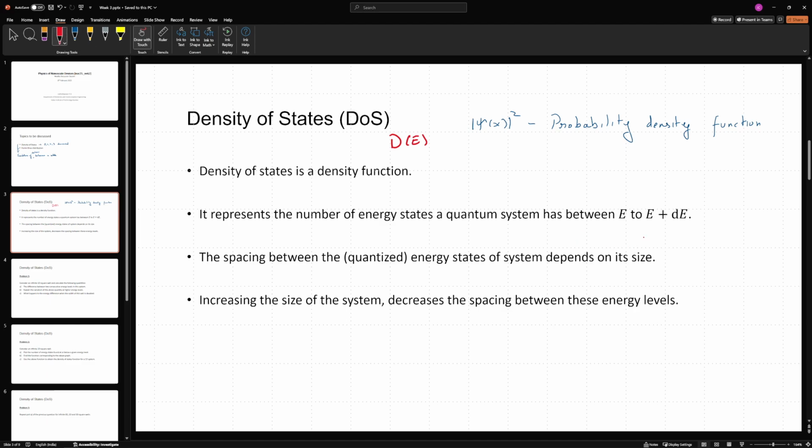So essentially, what we have is dN of E is equal to D of E dE, where N of E is the number of states at energy E. So N of E is the number of states at energy. Okay. So let us proceed to the next slide.